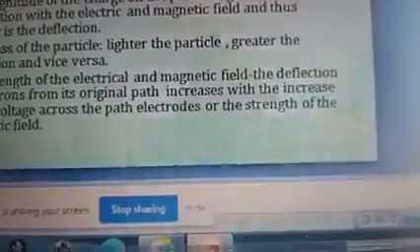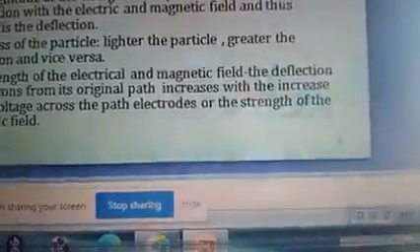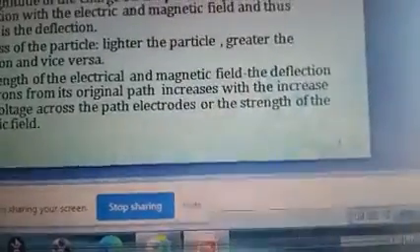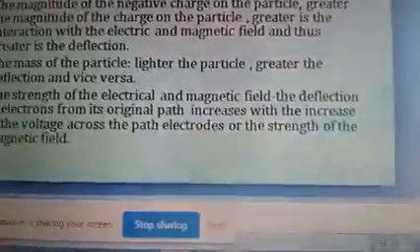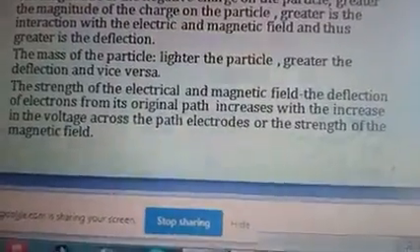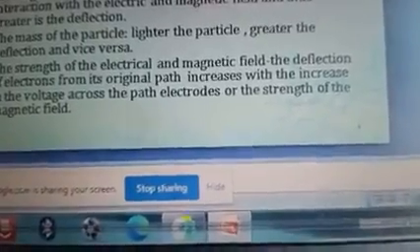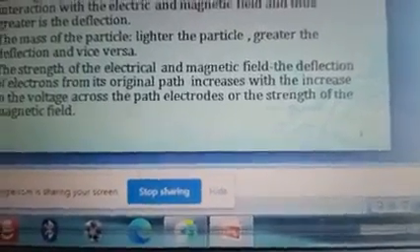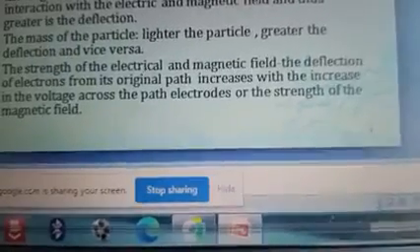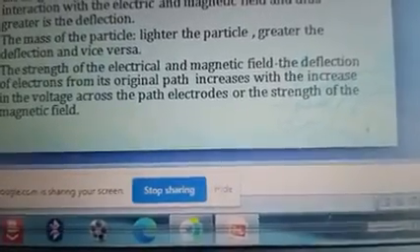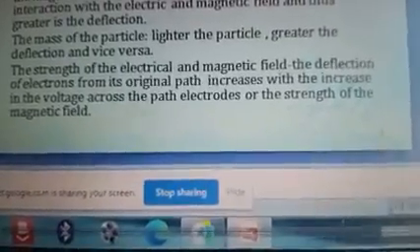That means the lighter the particle, the greater the deflection. If the deflection is large, then the particle is light, that means the mass of the particle is less. So this is what we have seen here. Again, for the strength of the electrical and magnetic field, the deflection of the electron from the original path increases with the increase in the voltage across the plate electrodes or the strength of the magnetic field.